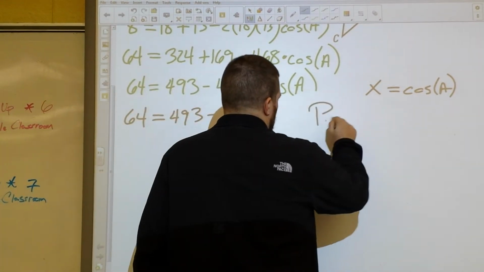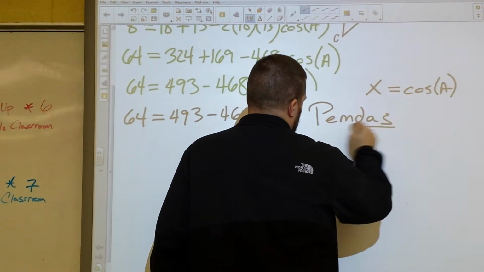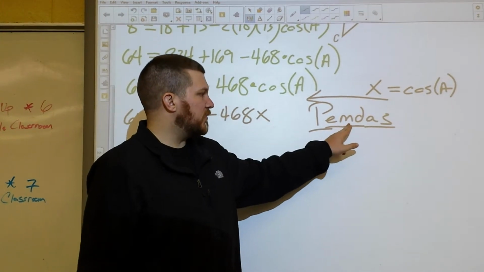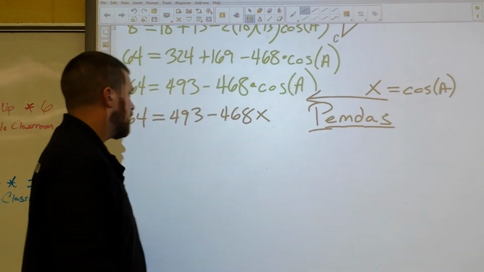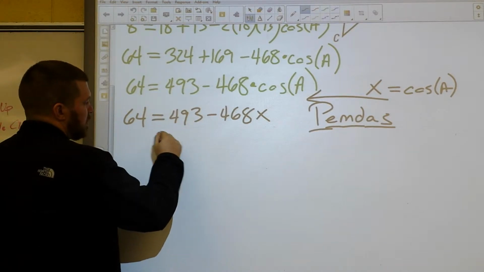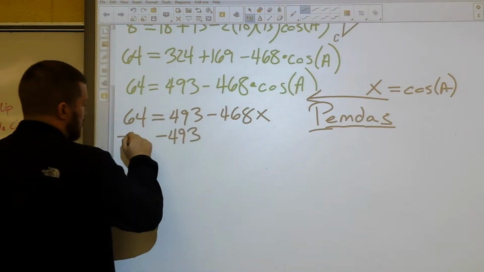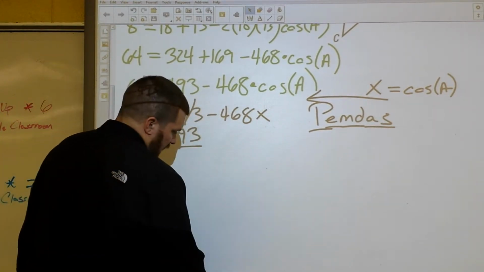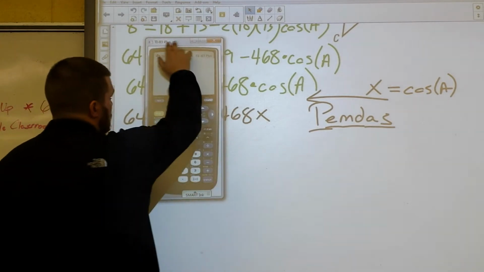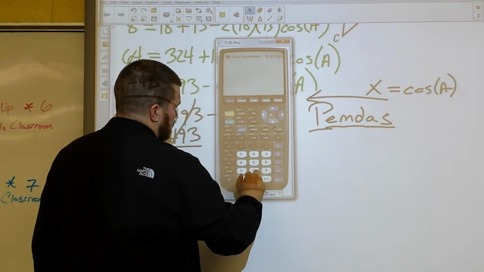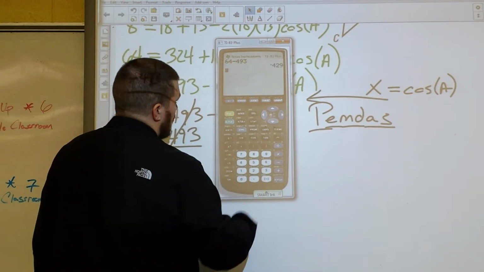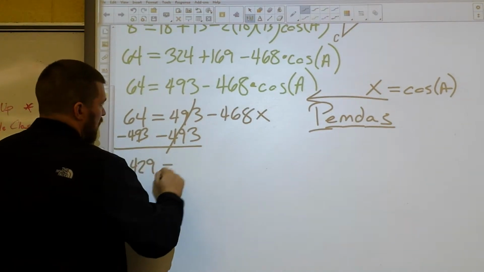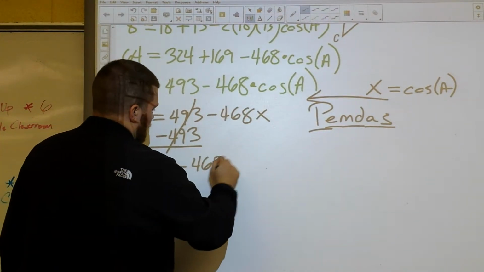So when I solve, I'm doing the reverse order of operations. I'm looking for add and subtract first, then multiply and divide, then any exponents, and then any parentheses. So add and subtract. Here's a positive 493, so I'm going to subtract 493 on both sides. Cancel out. So 64 minus 493, again using my calculator to help out, is negative 429. And that's equal to negative 468x.